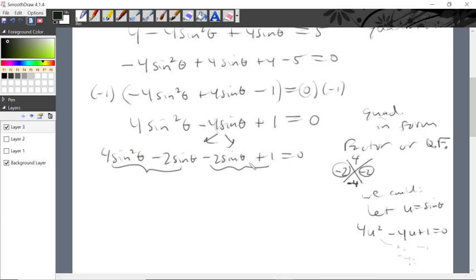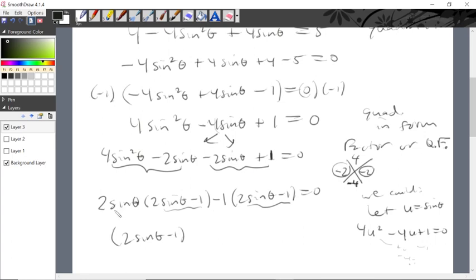We're factoring by grouping at this point. This group of two terms has a greatest common factor of 2 sine theta. Take that out from these two, and you are left with 2 sine theta minus 1. These two terms in this group, their greatest common factor is 1, but the leading term is negative, so I'm going to take out a negative 1, and that leaves us with 2 sine theta minus 1. So we factor out the common binomial 2 sine theta minus 1, and we're left with another 2 sine theta minus 1.